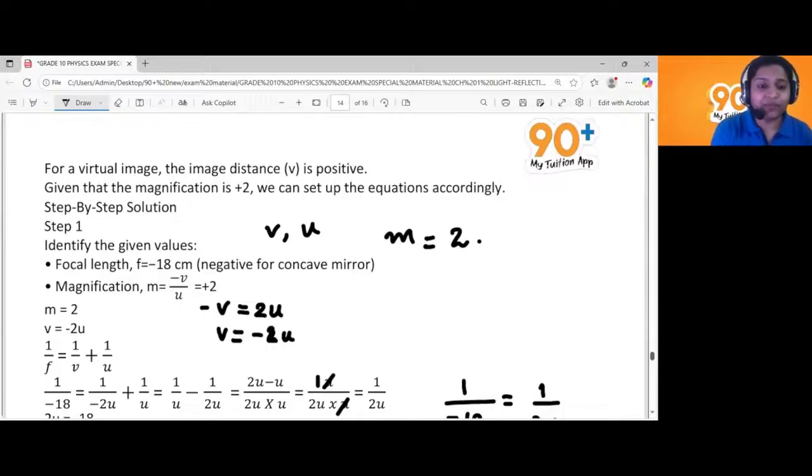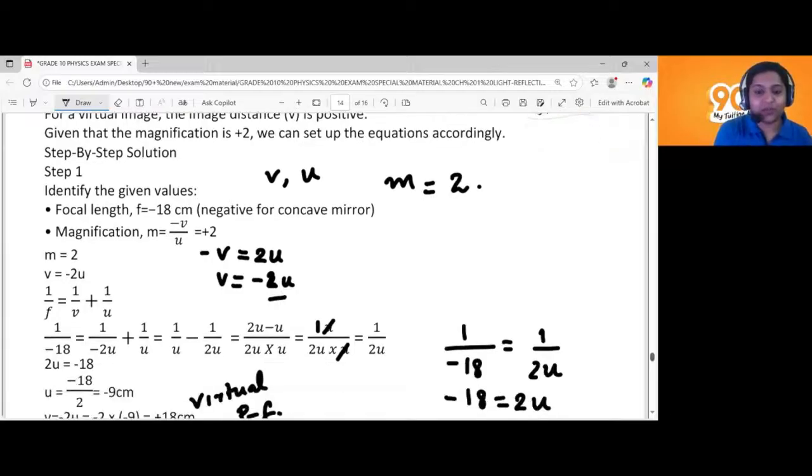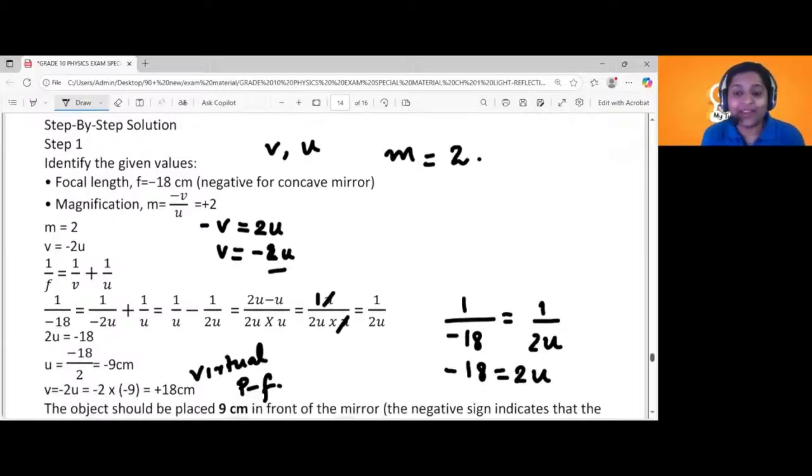So what should we do? Instead of that, find a relation for V and U from the magnification formula. Magnification is equal to minus V by U, which is positive 2. So minus V equal to 2U. So V is equal to negative 2U. And substitute this instead of V in our mirror formula. After that, we will get 1 by negative 18, since focal length is negative 18, is 1 by 2U.